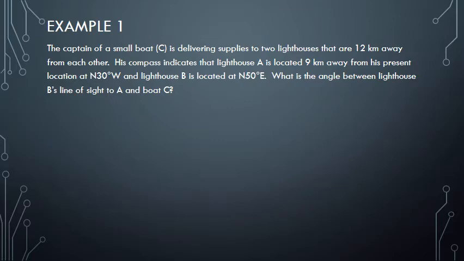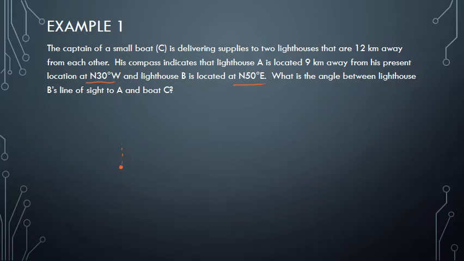I know that. But I also know that everything's kind of relational to the boat, right? It says his compass indicates that lighthouse A is located 9 kilometers from his present location. So I have to know where the boat is first, and then it gives me the directions here. And then lighthouse B is located at those directions. So everything is related to this ship's location. So I'm going to put my ship right there.